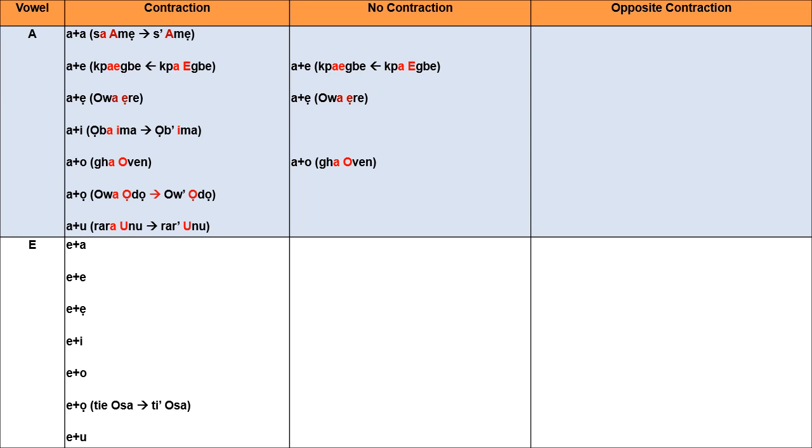But the one I found here, for instance, is Tie osa. Tie is to call, osa is God. So call God, Tiosa. So it contracts to Tiosa. And you can see here that I is still a vowel, but you see later that I doesn't contract. So Tiosa, but the A contracts. A and O contract, but E and O doesn't. So we'll find more examples later.